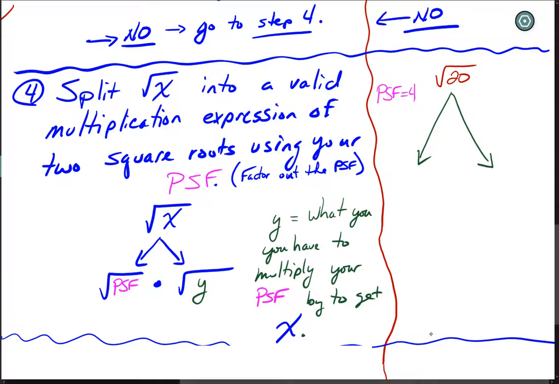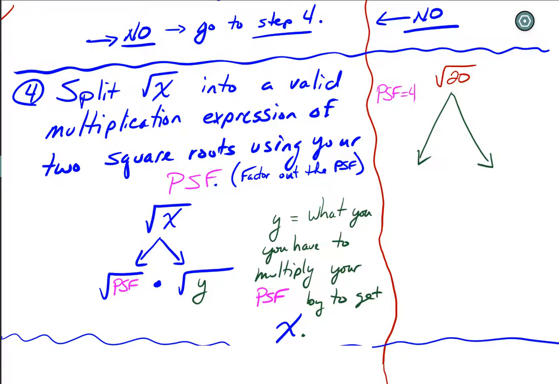As you see, I've got square root of x is going to be split up into your perfect square factor times y, and I'm saying y is what you have to multiply your perfect square factor by to get x. You know, factoring it out. You guys remember factoring? You could factor 12 into 3 times 4, couldn't you?